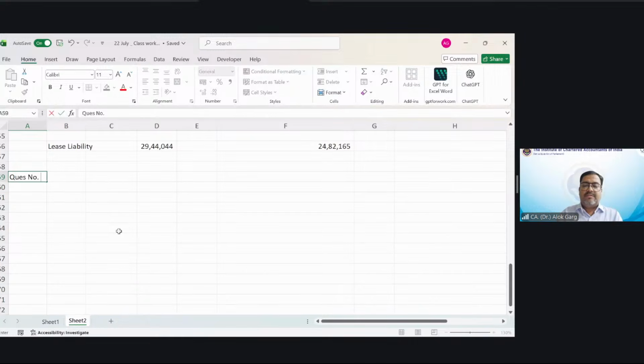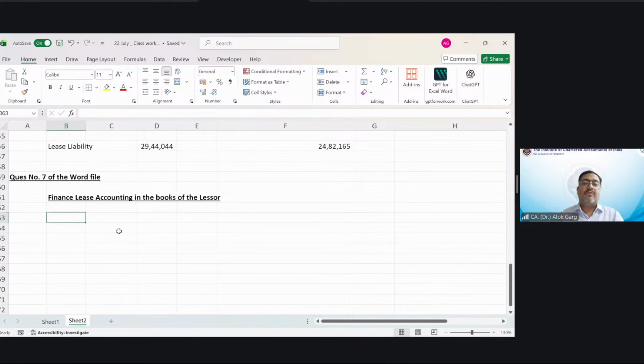Question number 7. First of all, the lessor has to de-recognize, step number 1. So finance lease accounting in the books of the lessor. Finance lease accounting in the books of the lessor. Step 1.